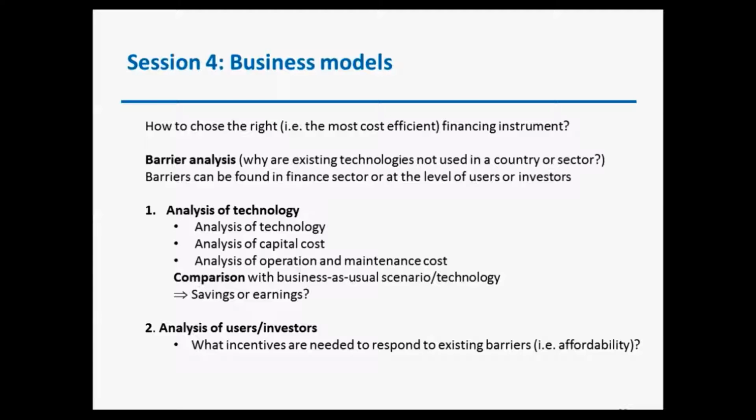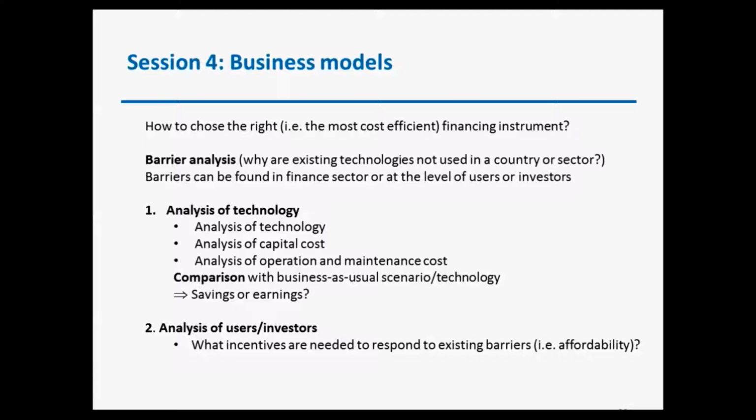What is important when we think of users and investors and barriers, we need to analyze, I would say, a set of 3 factors. One is the technology as such. Then we're speaking about capital costs. I mean, maybe energy efficient technology is more expensive than the business as usual technology. This technology has a life cycle, and it has operation and maintenance costs, and most probably it has either a surplus or an earning or a saving.